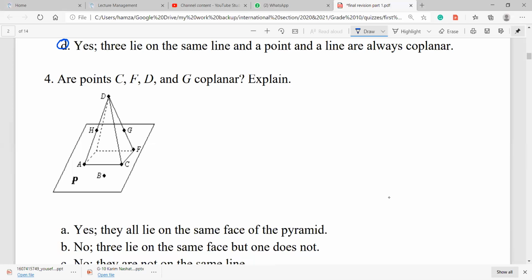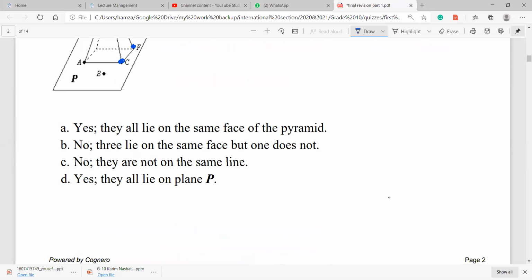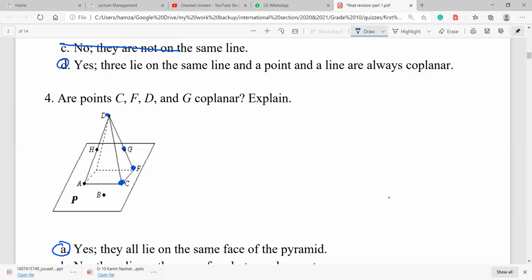The next one, C, F, D, G. C, this point. F, this point. G, this point. You will notice that all of them, guys, and D, they are all on this triangle, on the same face of the pyramid. So they are coplanar, guys.